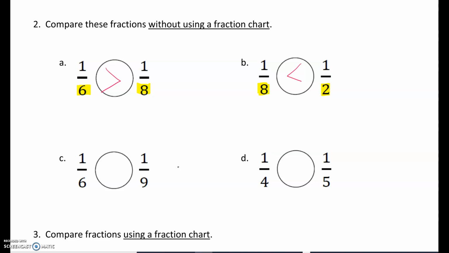1/6 and 1/9. Looking at the denominators, 9 is a larger number. It will be broken up into smaller units. So 1/9 will be smaller than 1/6. 1/4 and 1/5. Again, 5 is larger than 4, so those will be smaller unit pieces. So 1/5 will be smaller than 1/4.